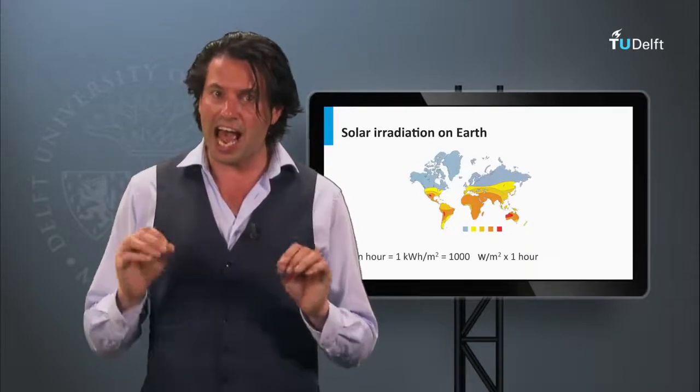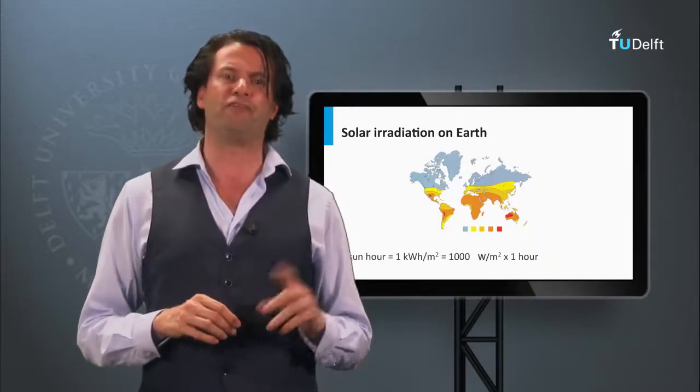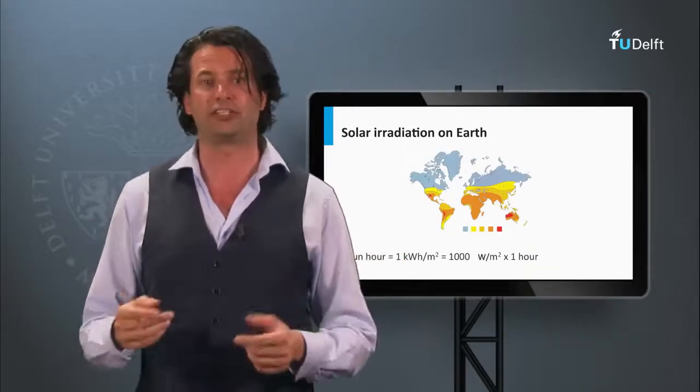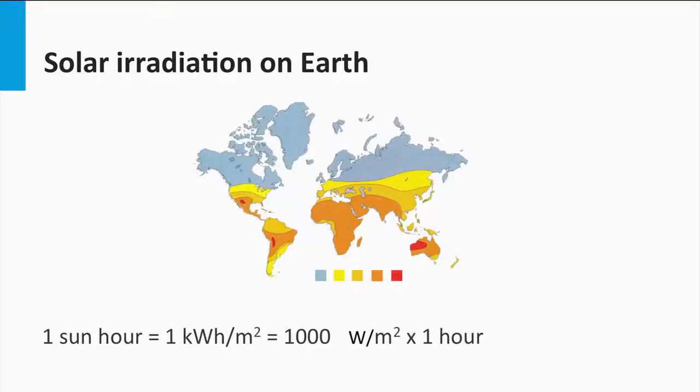The average annual solar irradiance on Earth varies depending on the location, as you can see in this figure. A useful tool in expressing the local solar irradiance is sun hours. 1 sun hour equals the energy of 1 kilowatt hour per square meter. Or in other words, an Earth's surface that is exposed for 1 hour to standard test conditions irradiance of 1000 watts per square meter.